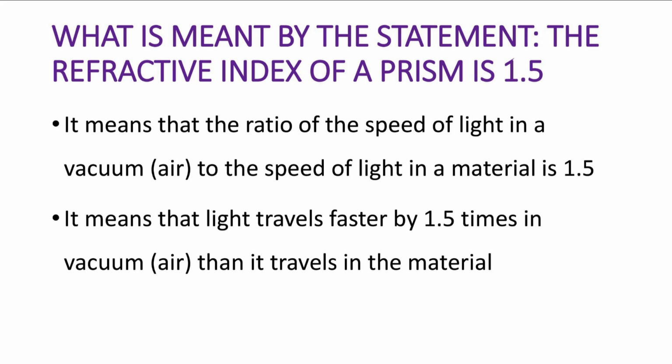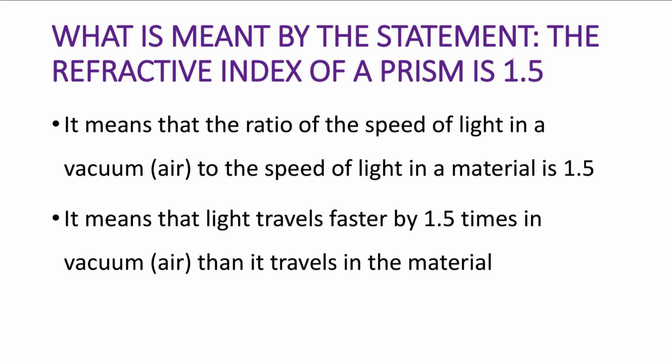And here we have what is meant by the statement that the refractive index of a prism is 1.5. It means that the ratio of the speed of light in a vacuum to the speed of light in the material is 1.5. Or it means that light travels 1.5 times faster in a vacuum than it travels in a medium or material.